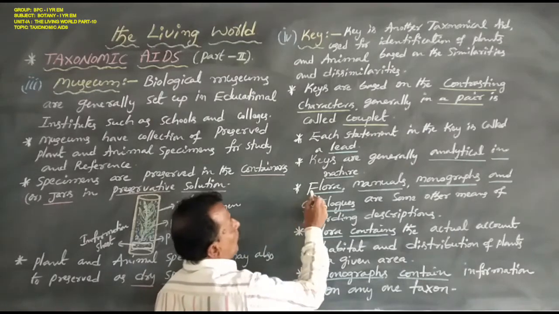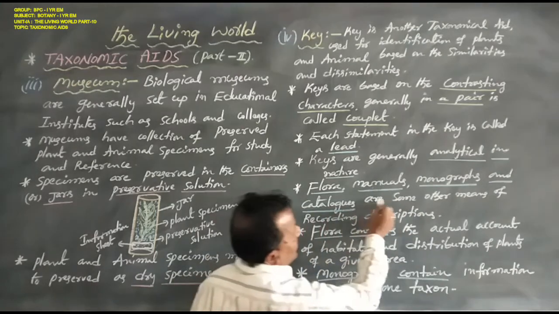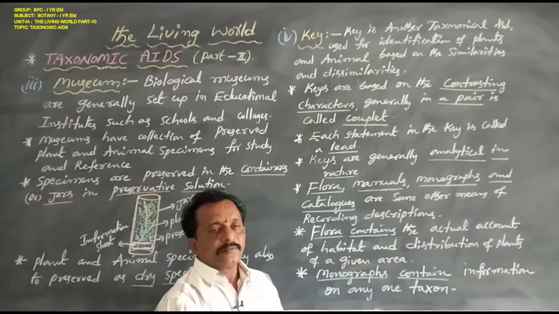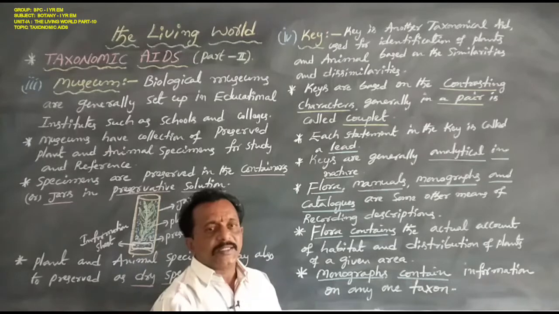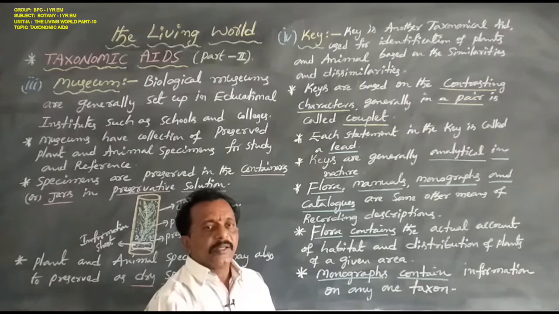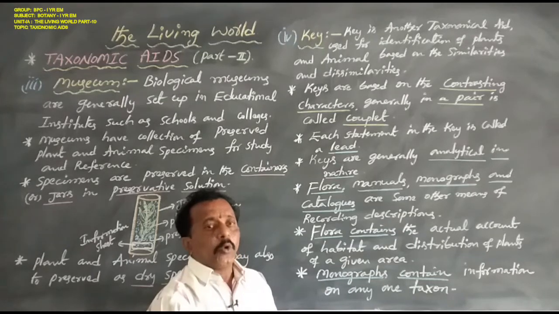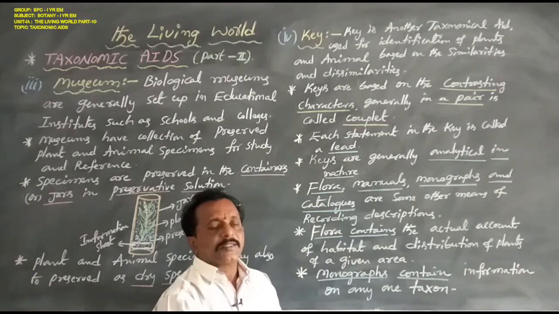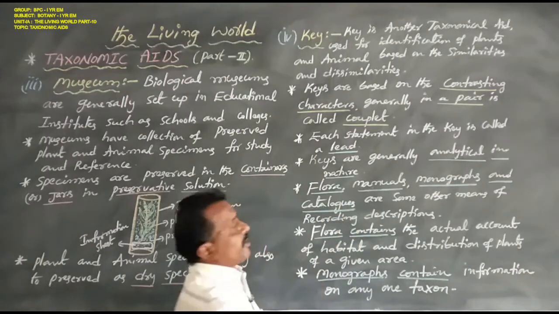Now coming to flora, manuals, monographs and catalogs, which are some other means of recording descriptions. Keys have two components: one is a couplet, second one is a lead. At the same time, keys also include flora, manuals, monographs and catalogs. So these are some recording descriptions.